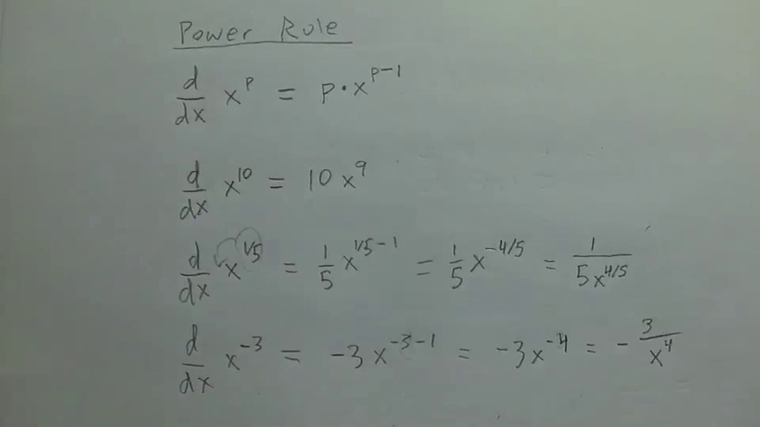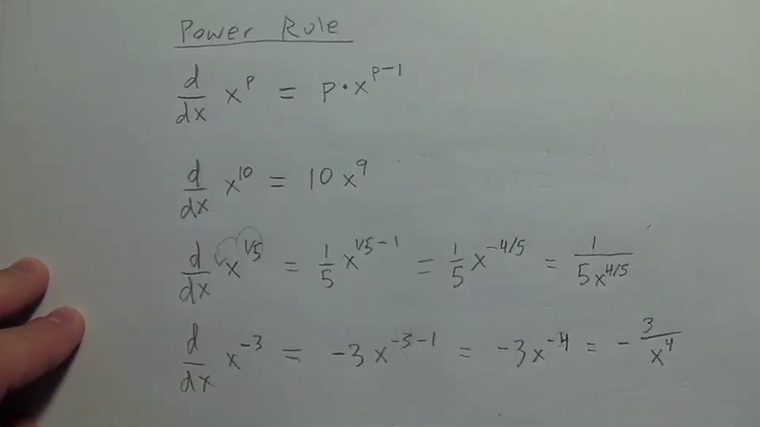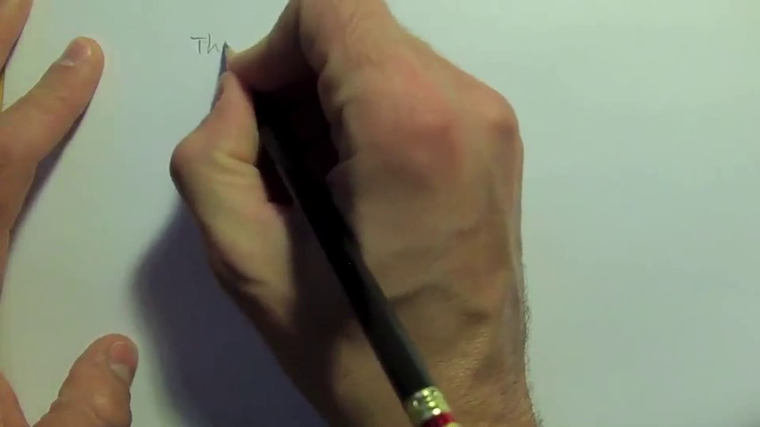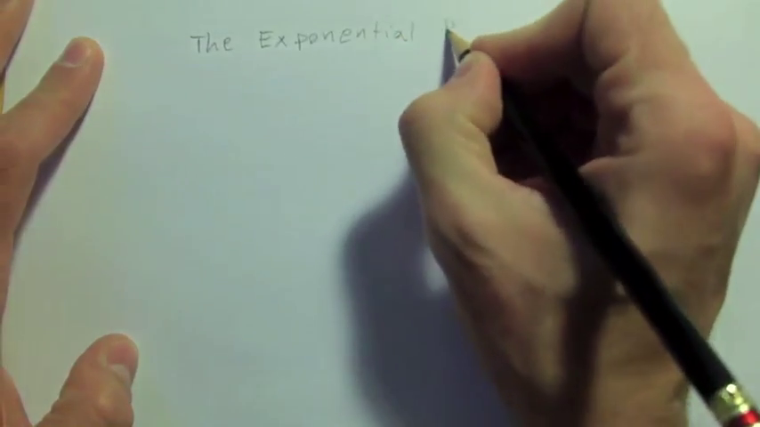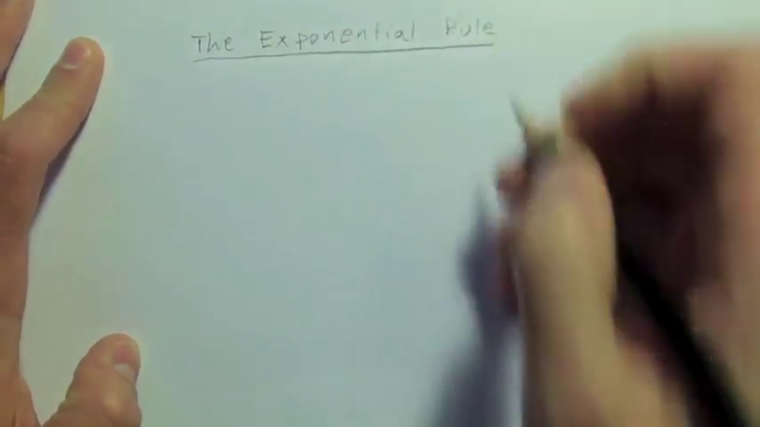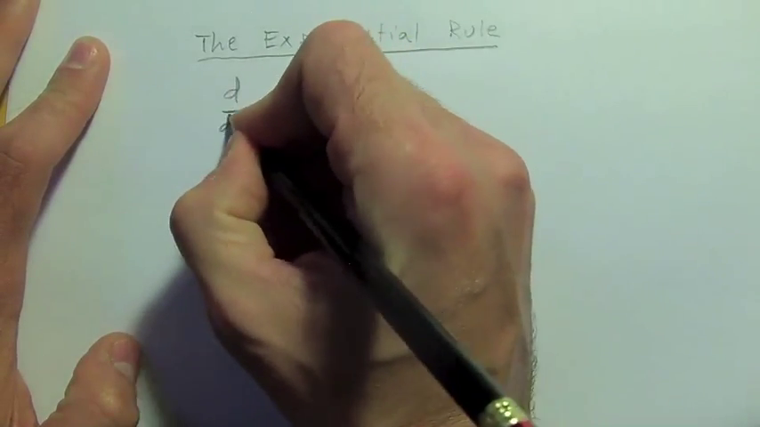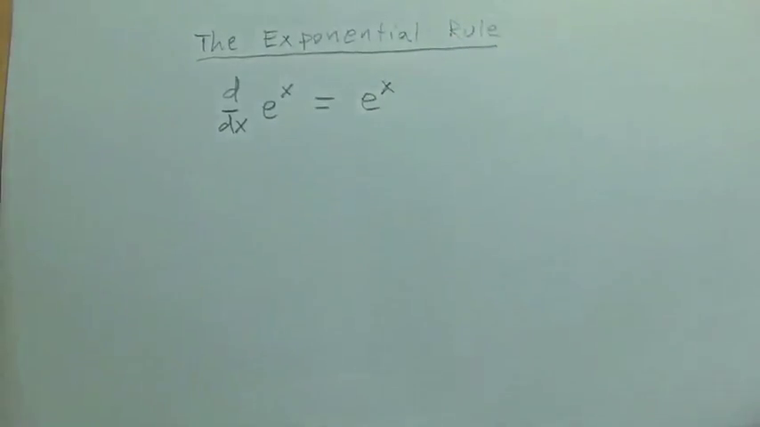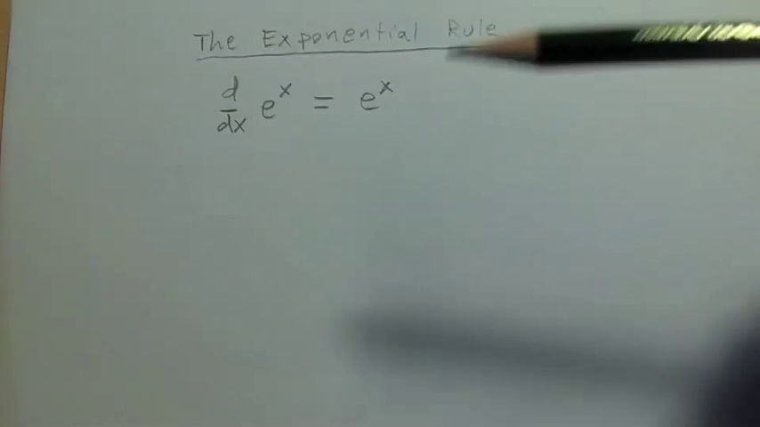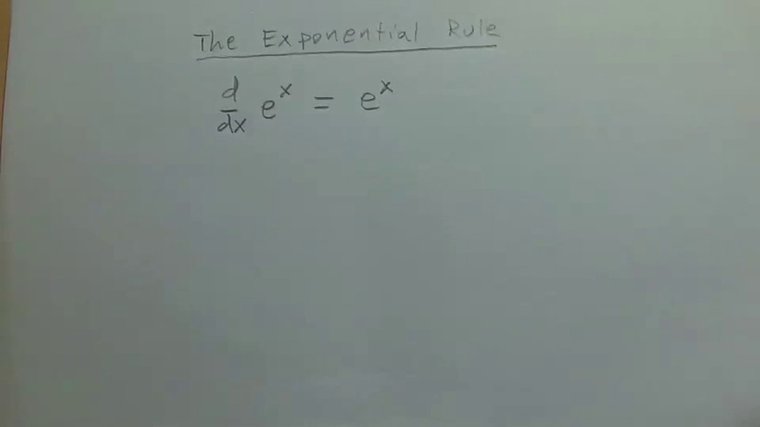The next thing we established in class was the exponential rule. So let's go ahead and look at that. The exponential rule basically says that the derivative with respect to x of e to the x is itself. This is probably the easiest derivative rule we have. Power rule is pretty easy, but this one, if you don't remember it, that's bad news. And we can actually extend this.